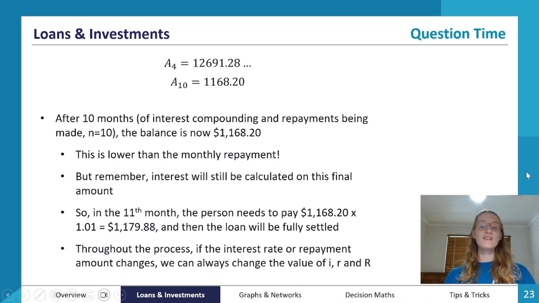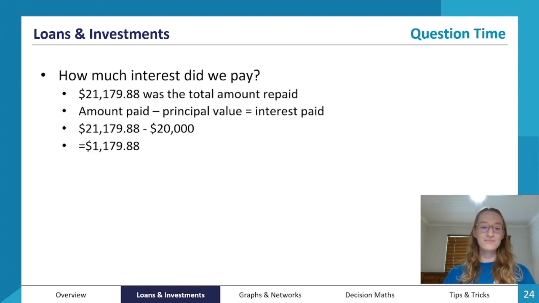Throughout the process, if the investment rate or repayment amount changes, we can always change the value of I, R, and R. If they said, for example, after 5 months, they changed the monthly repayments to $1,000, we could take that into account in our recurrence relation, but we didn't have to worry about that here, because we didn't have any changes. So it was nice and simple and straightforward.